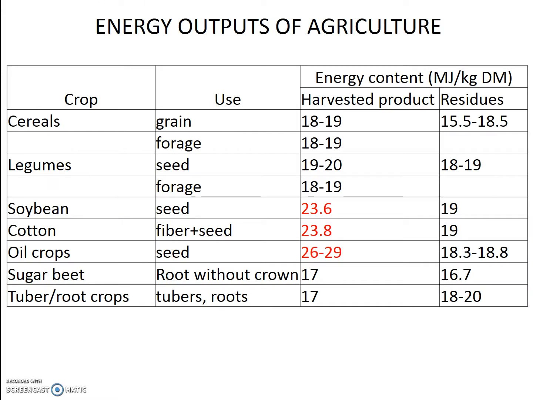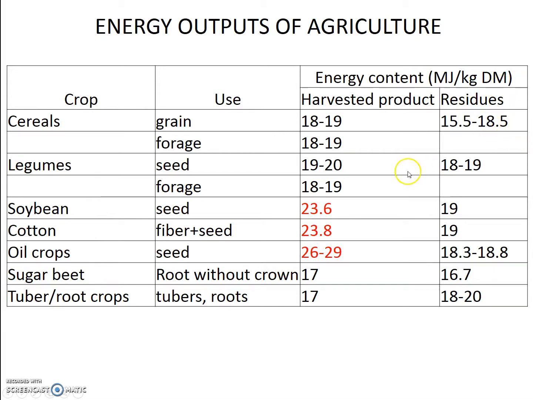Apart from considering the inputs of energy to the agricultural systems, if we wonder about the efficiency of the system, we have to think about the outputs of energy of the systems. This is basically related to the energy content of the harvested products or the residuals if they are exported from the agricultural systems. In this table we have a summary of the energy content values per kilogram of dry matter in megajoules for harvested products, different types of crops, and residues.